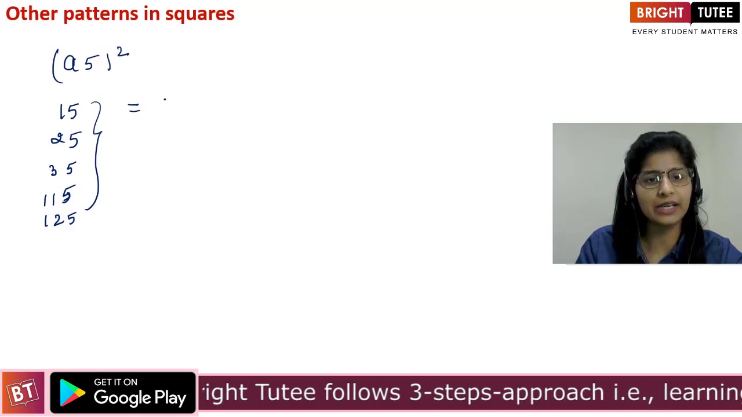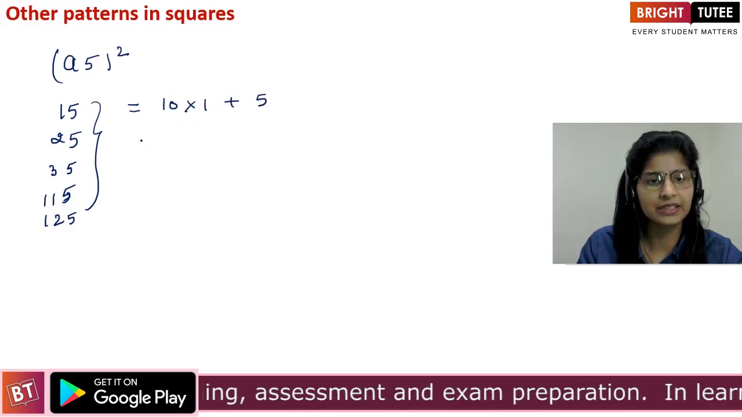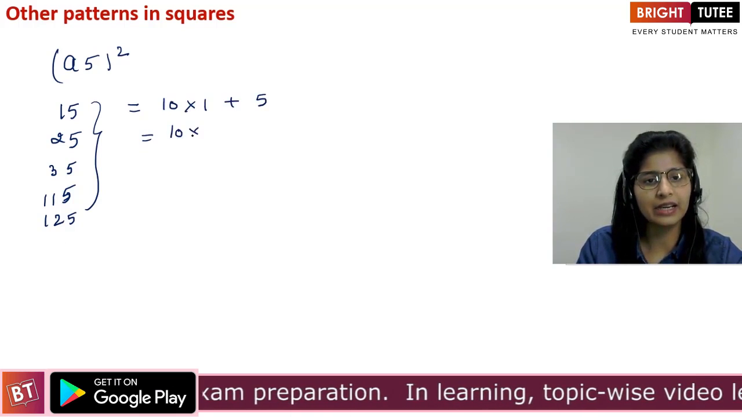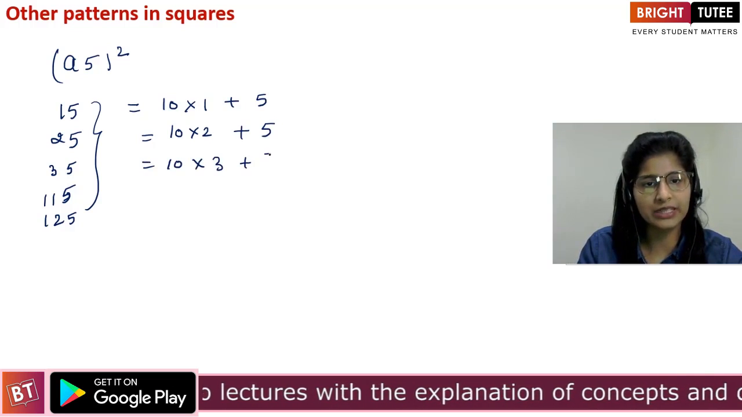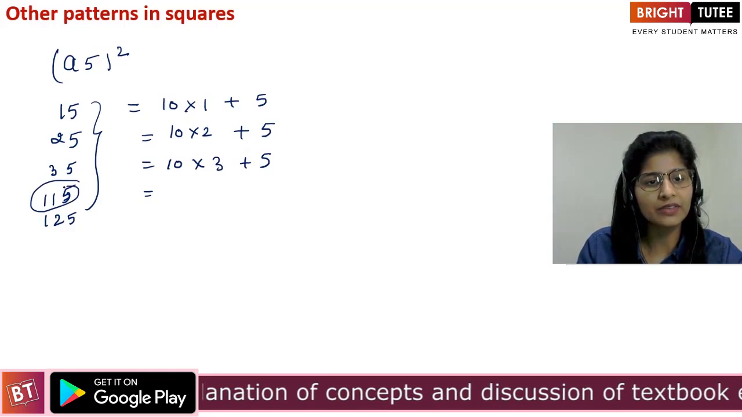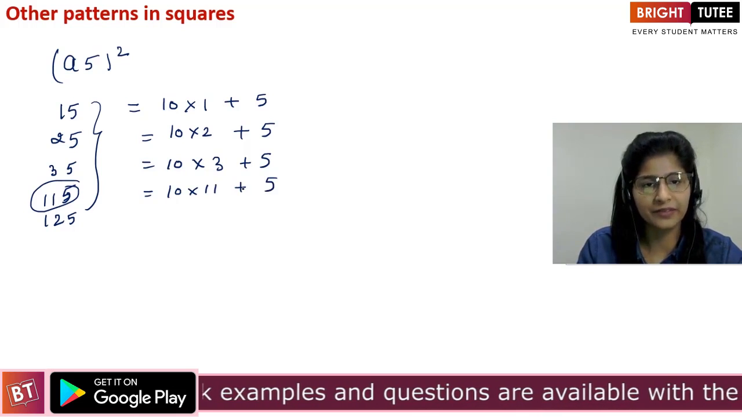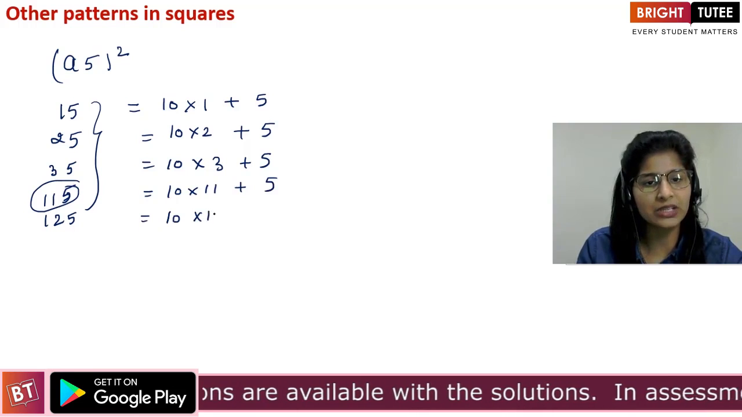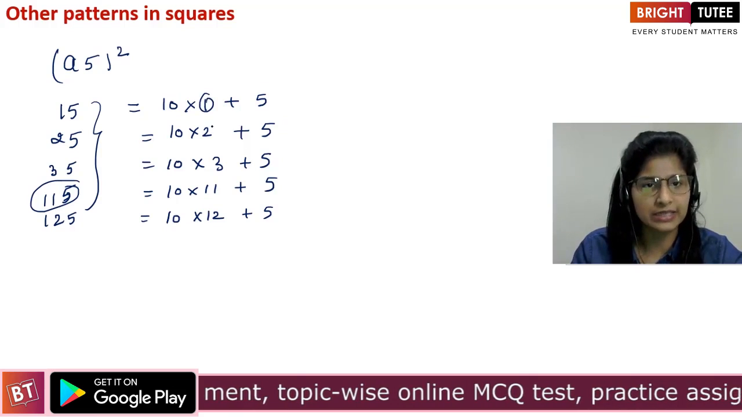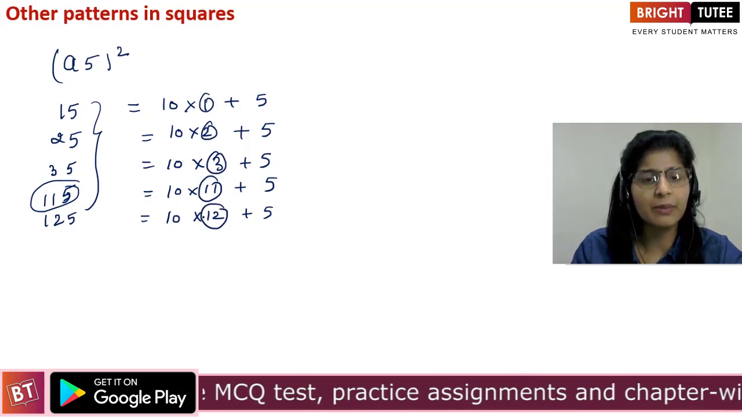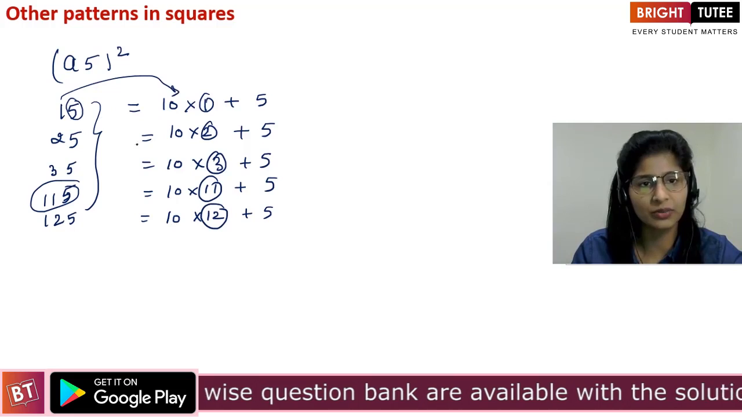See, 15 can be written as 10 into 1 plus 5, right? 25 can be written as 10 into 2 plus 5. 35 can be written as 10 into 3 plus 5, right? 115 can be written as 10 multiplied with 11 plus 5. 125 can be written as 10 into 12 plus 5. So see, 10 is the same in all, 5 is the same in all. What is this? These are the numbers, or the digits, except the digit 5.